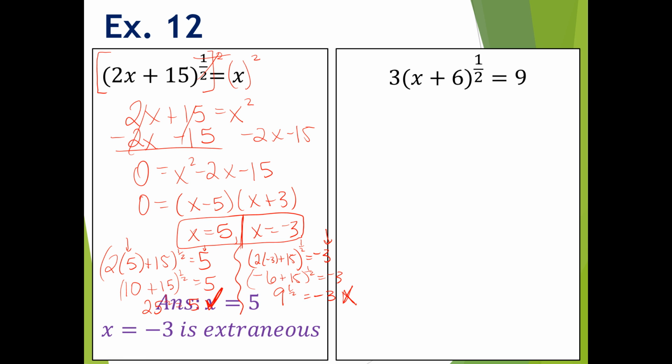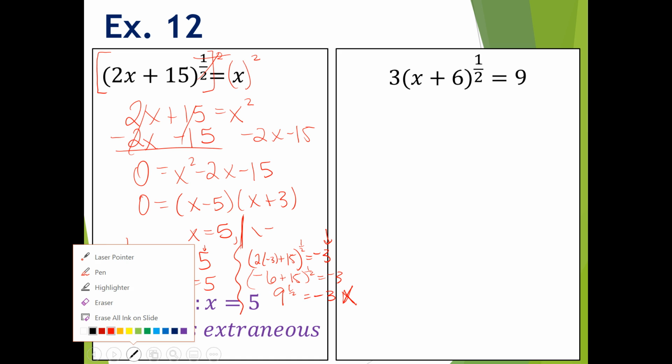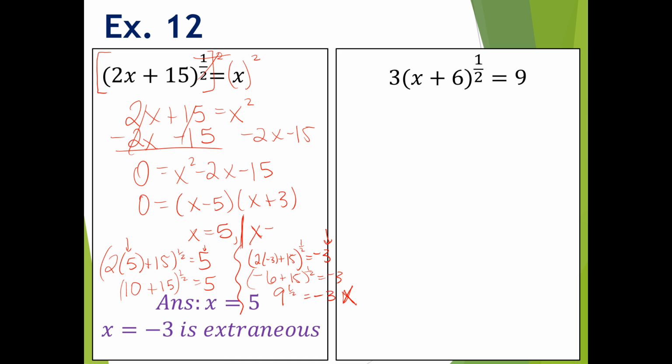Okay, so again, our answer, I keep writing right where my answer is popping up. One day I'll get better at that. So our answer is x equals 5, and the x equals -3 is extraneous. Oops, I did not mean to erase that, but I'll write it back. Okay, so x equals -3 ended up not working. x equals 5 worked.